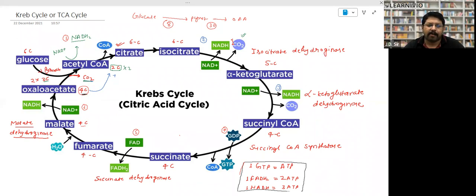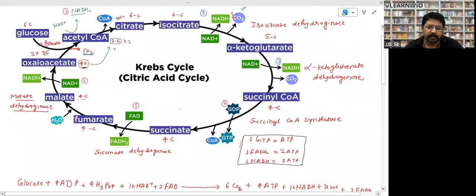Again, alpha ketoglutarate will convert into succinyl coenzyme A. When it converts into succinyl coenzyme A, that is the third part where energy is generated. Alpha ketoglutarate will convert into succinyl coenzyme A, that is a 4-carbon compound. Again, a carbon dioxide molecule will be released and NADH formation will take place. And the reaction will take place in the presence of alpha ketoglutarate dehydrogenase enzyme, right?